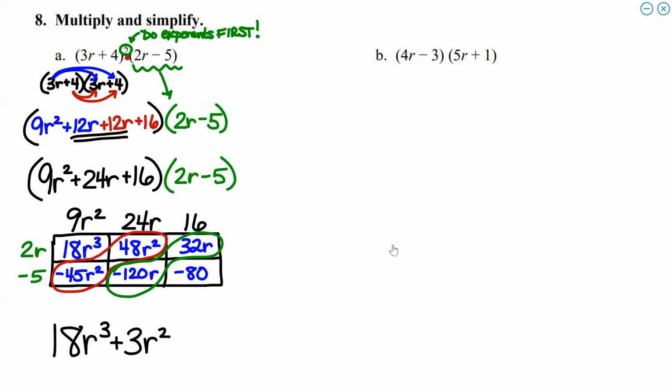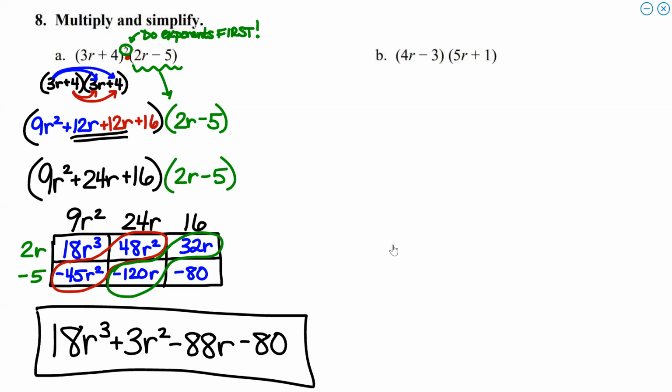Then I have to combine these two together. -88, just -88r. And to finish it off, -80. I'm going to leave part B for you guys to do on your own because that's just distributing two binomials. We've practiced that a couple times over. All right. Let's do number 9 and then we'll get to number 10. That's very similar to the bell work.